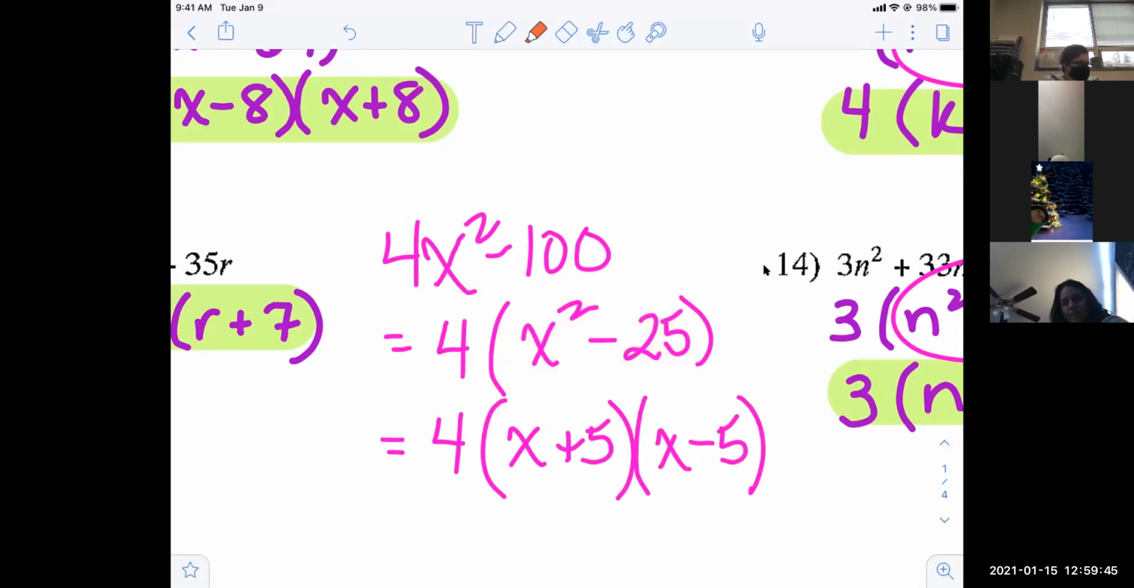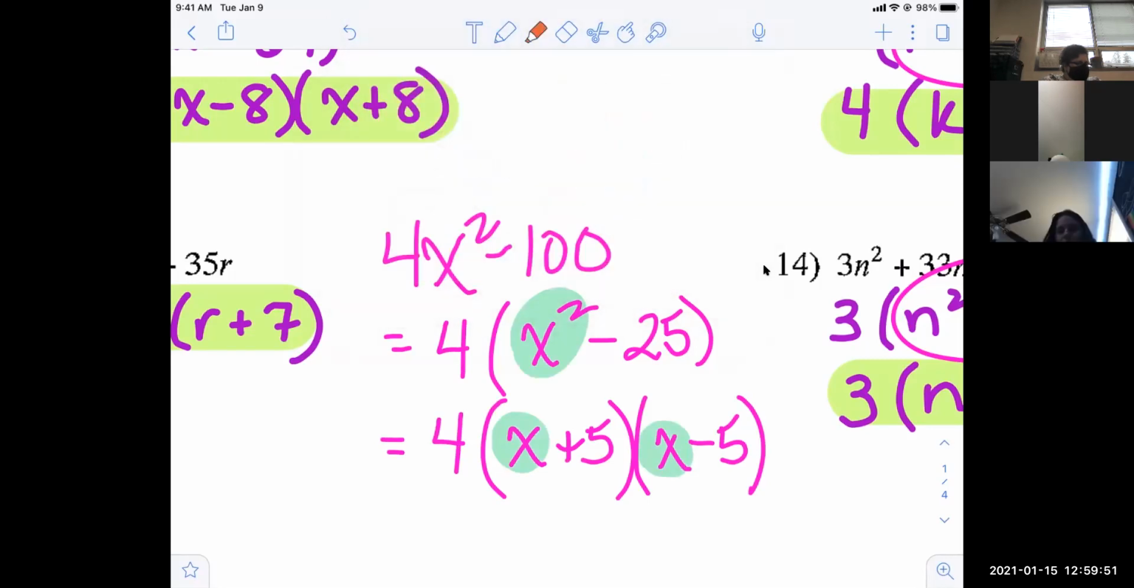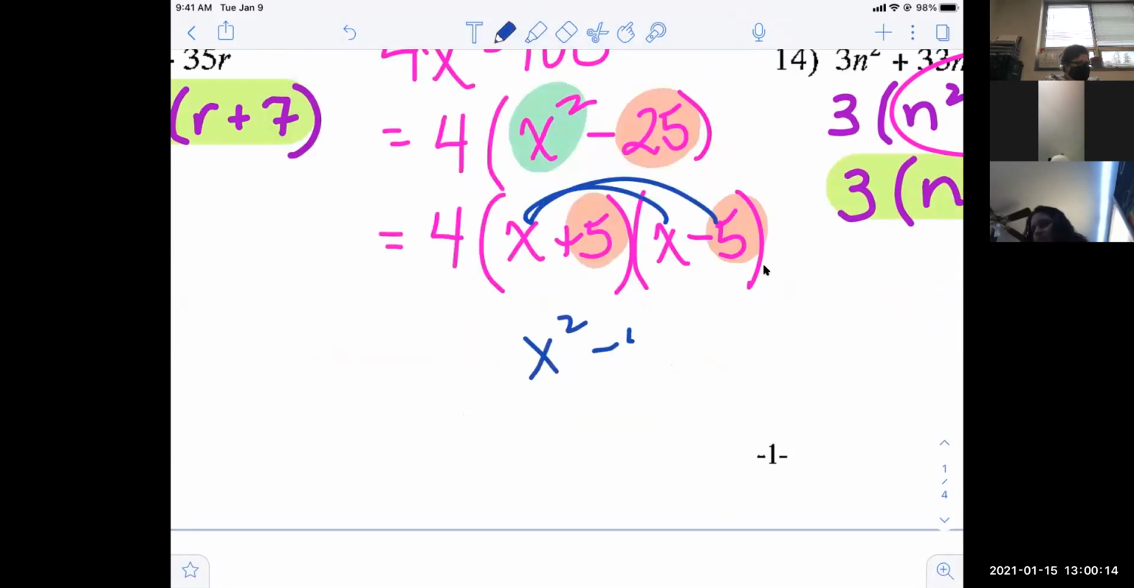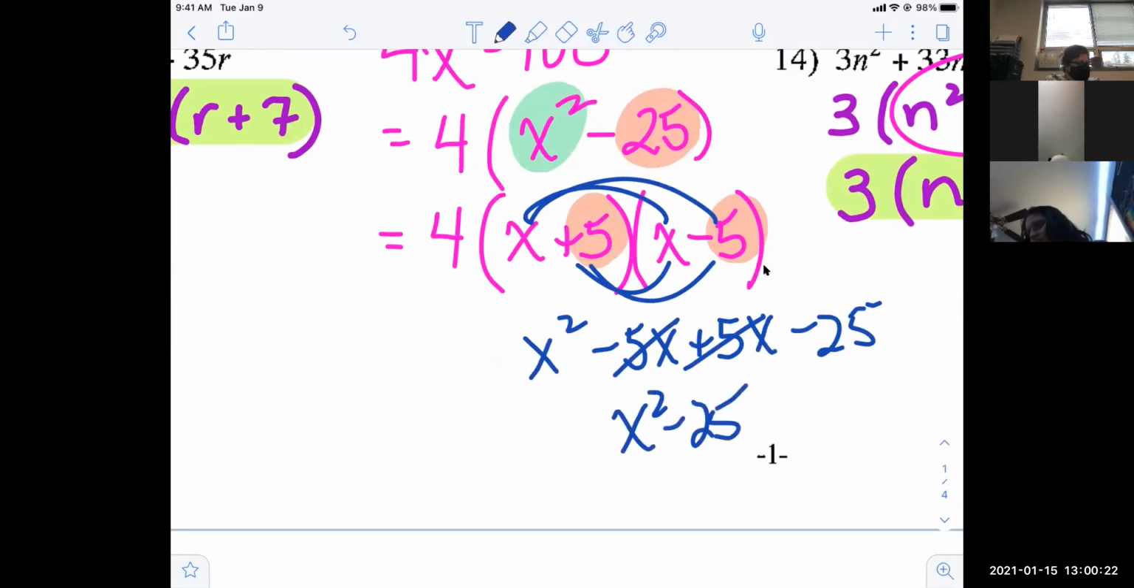So we'll take the square root of x squared is x times x. The square root of 25 is 5 and 5. We need 1 plus and 1 minus, again, in order for it to multiply to negative 25, but also your minus 5x and your plus 5x have to cancel out. So when you check that, it's x times x is x squared. That's a minus 5x. That's a plus 5x, and that's a minus 25. So these guys cancel out, and it gives you back what you started with. That 4, you just kind of carry it along there, and then you can distribute it back.